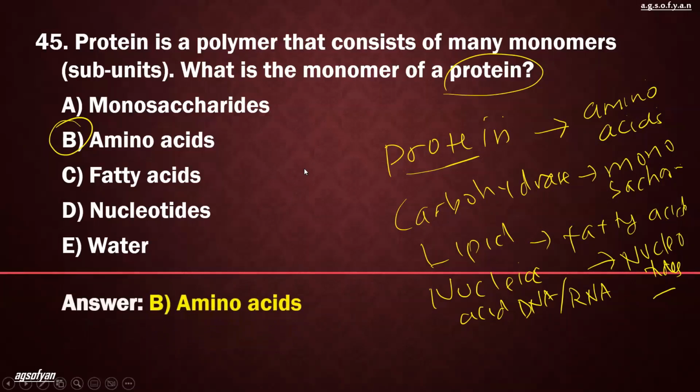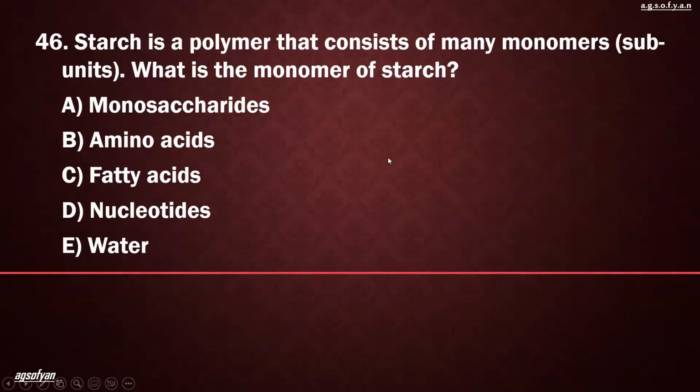Okay, how about this one? Starch is a polymer. So this is carbohydrate. What is the monomer of starch?